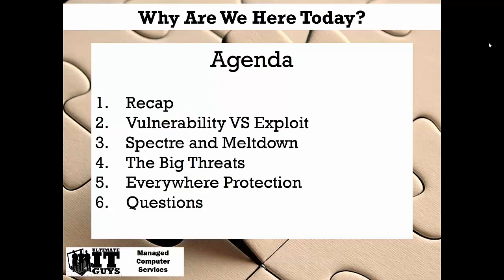Well, our agenda for today is we're going to have a recap of last month. We're going to talk about vulnerabilities versus exploits. We're going to talk about the Spectre and Meltdown vulnerabilities that have been in the news for the last month or so. We're going to talk about some of the big threats that are out there. And then we're going to talk about everywhere protection, which is kind of what we're terming one of the new things we have to offer you guys. And then we're going to take some questions.